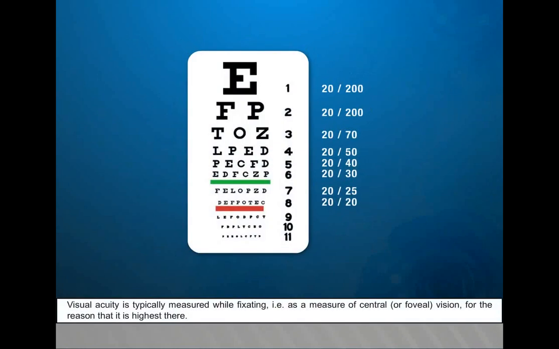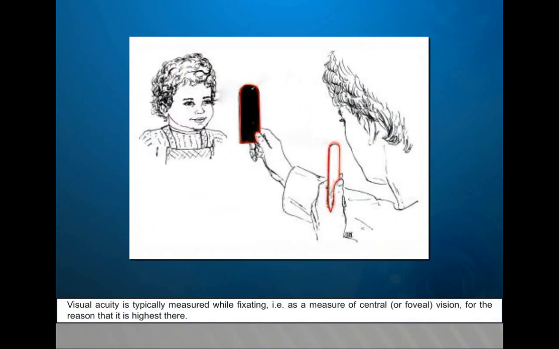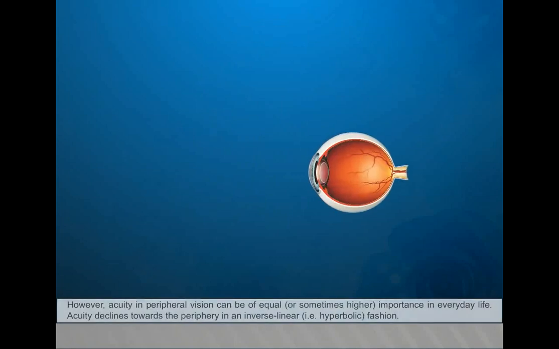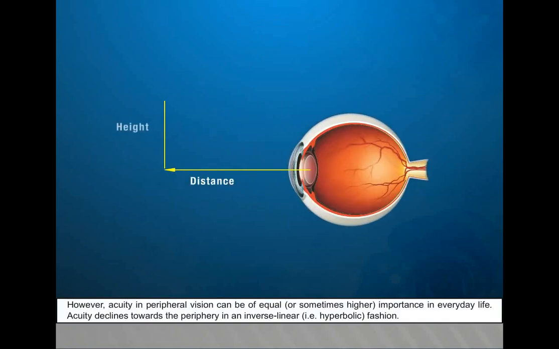Visual acuity is typically measured while fixating, that is, as a measure of central or foveal vision, for the reason that it is highest there. However, acuity in peripheral vision can be of equal or sometimes higher importance in everyday life. Acuity declines towards the periphery in an inverse linear, that is, hyperbolic fashion.